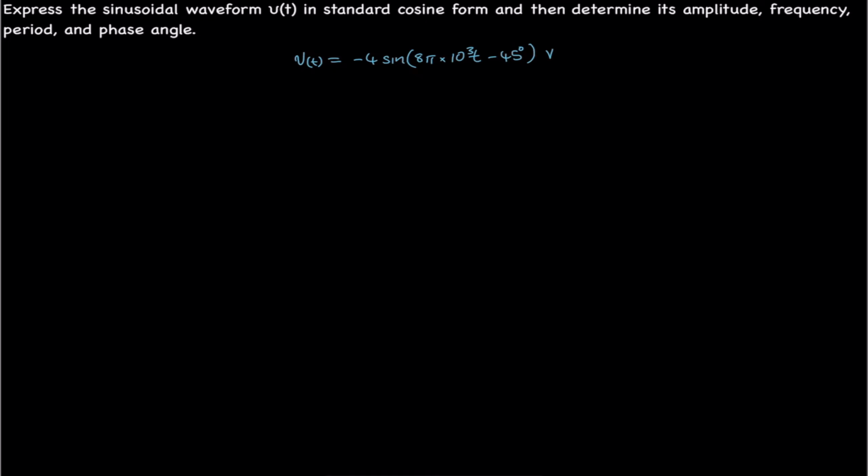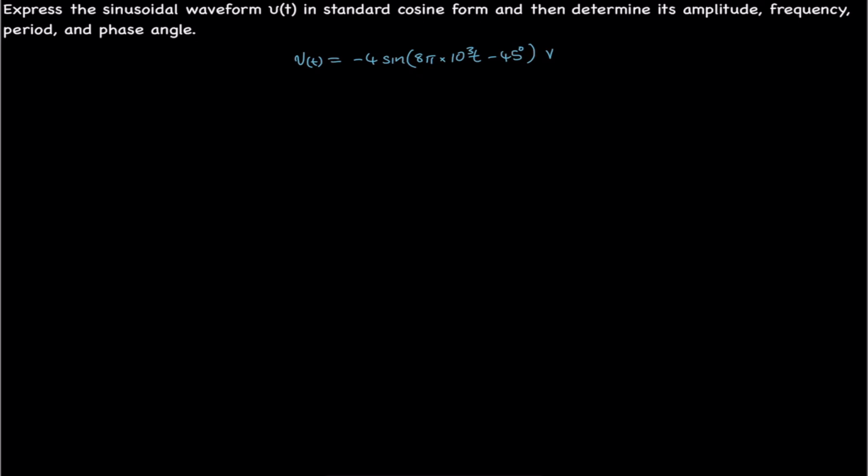Welcome back. This is our first video out of the series of videos on AC analysis. And in today's video, we want to express the sinusoidal waveform v(t) into standard cosine and then determine its amplitude, frequency, period, and phase angle.